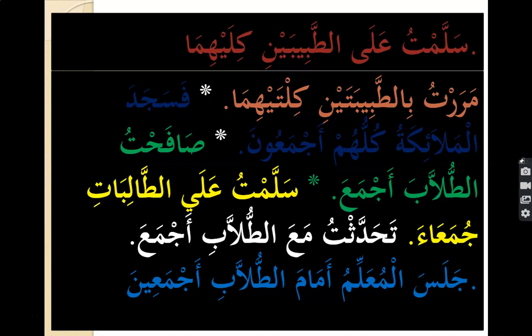تحدثت مع الطلاب أجمع, I have discussed with the students, all together. So طلاب is اسم مجرور وعلامة جره الكسرة الظاهرة وهو مؤكد. أجمع is توكيد معنوي على المجرور, مجرور وعلامة جره الفتحة نيابة عن الكسرة لأنه ممنوع من الصرف.